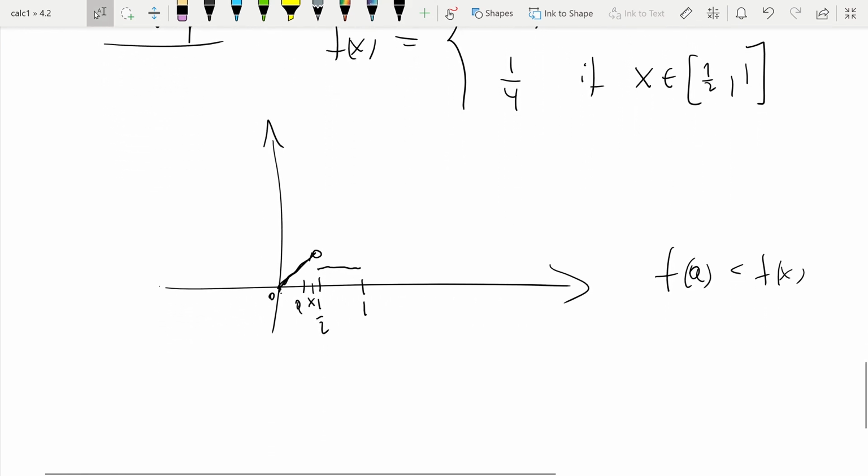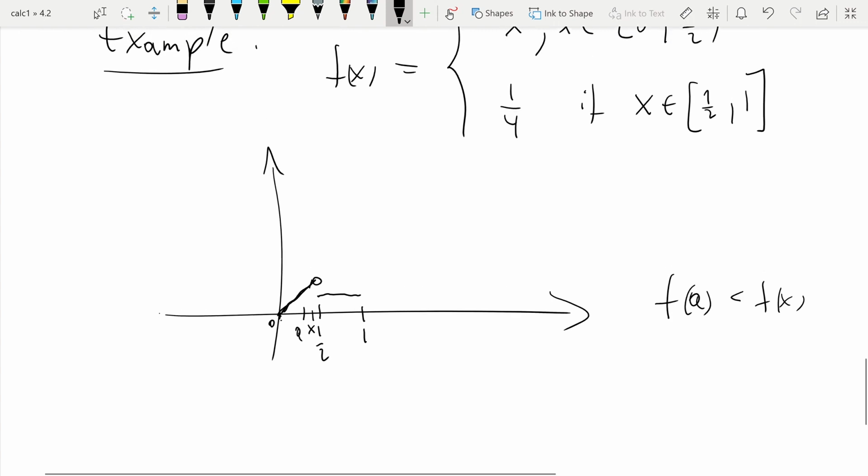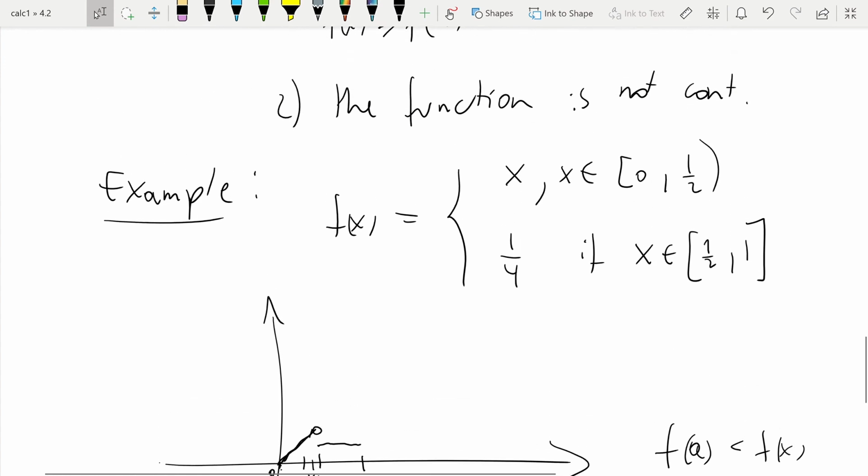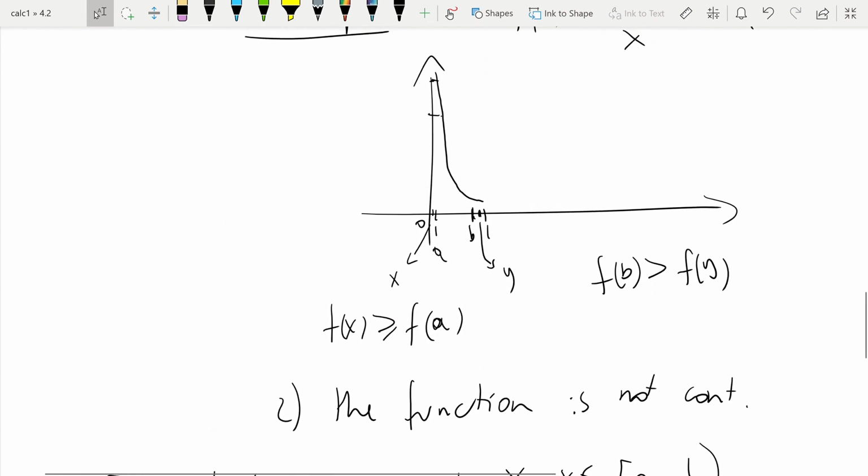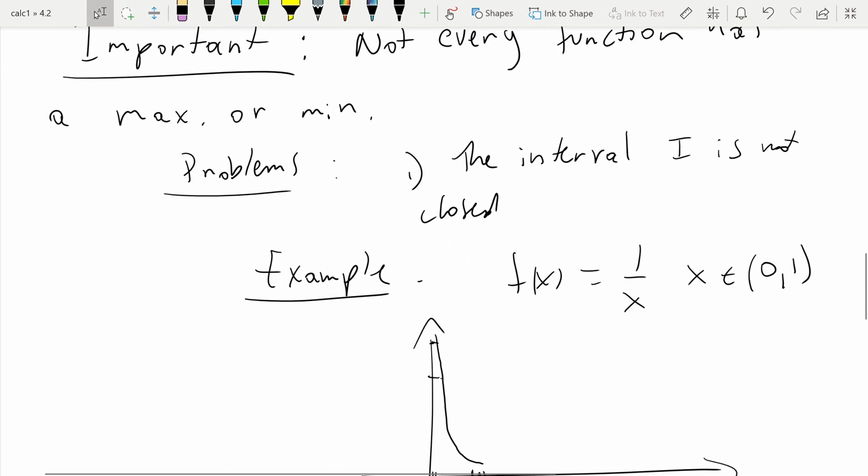Of course, if the function were continuous, then at 1/2 it would take on the value 1/2, and that would be the absolute maximum. You can take a to be 1/2, and 1/2 would be the maximum. Like I said, then there wouldn't be anything that would beat 1/2. But it's not the case, because you're putting a hole in the graph. So these are the two problems: the function is not continuous, or the interval is not closed.